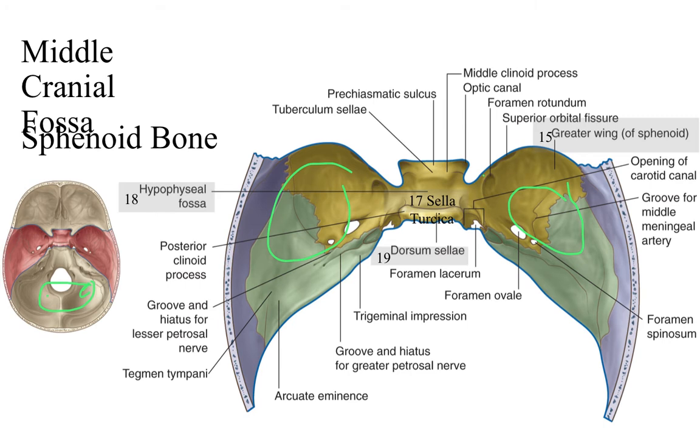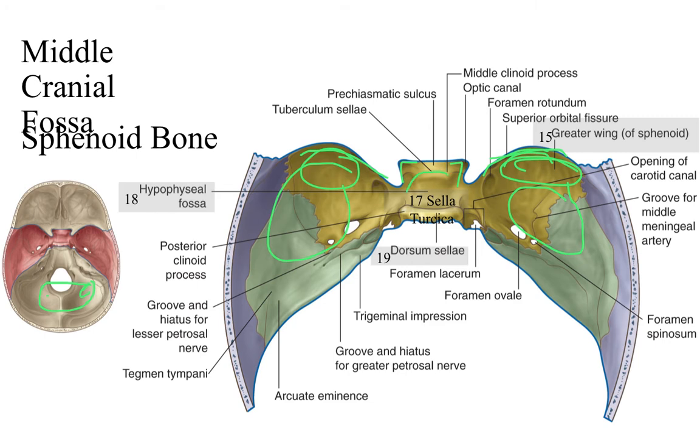So as it goes out, to me, it looks like a bat. So here are the ears, and here are the wings, all right? And so these wings up here are the greater wings of the sphenoid, because I'm not the only one that thought it looked like something that flies. And on the next slide, we'll see 16, which is the lesser wing of the sphenoid bone.